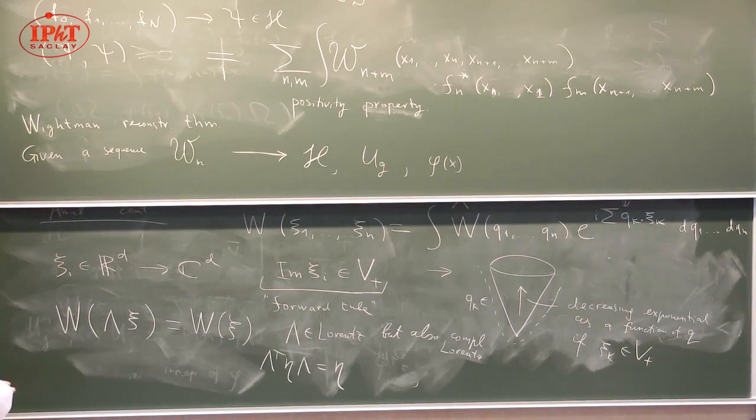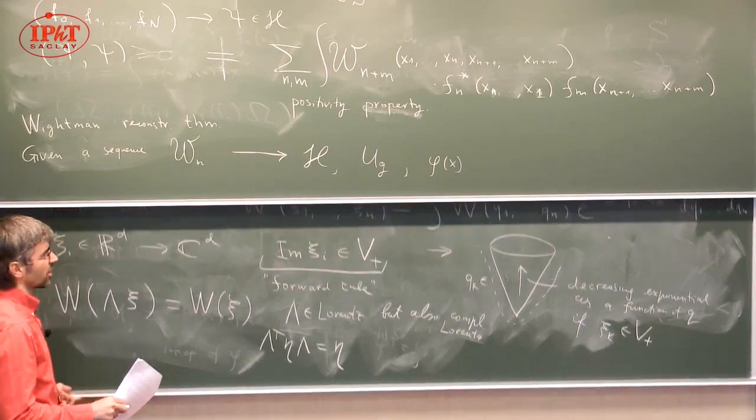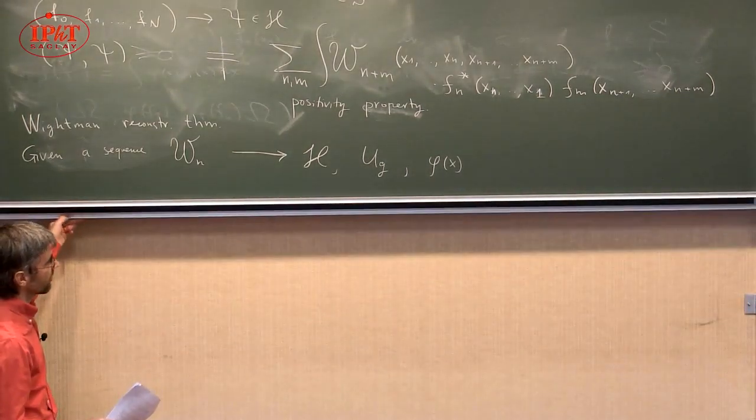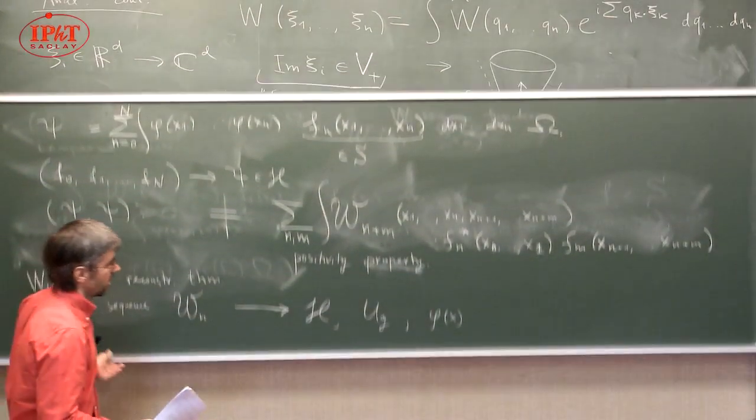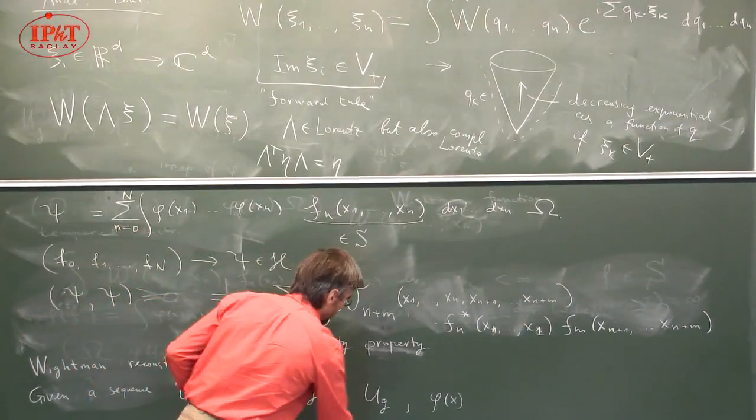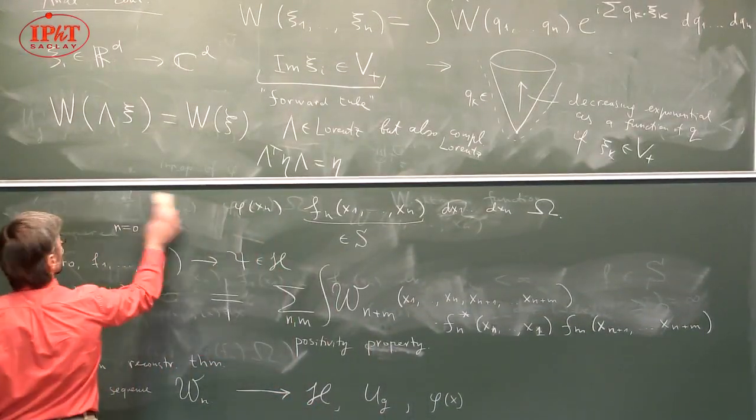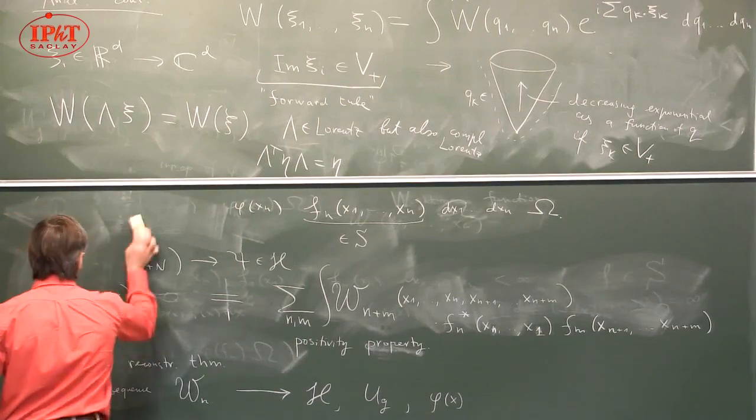We are not going to play this game. We are only going to, because our goal here is to continue analytically to the Minkowski space, or to the Euclidean space. This is the only analytic continuation we care about. So for this, the extended tube is enough. No, the forward tube is enough. You don't need to go to the extended tube.